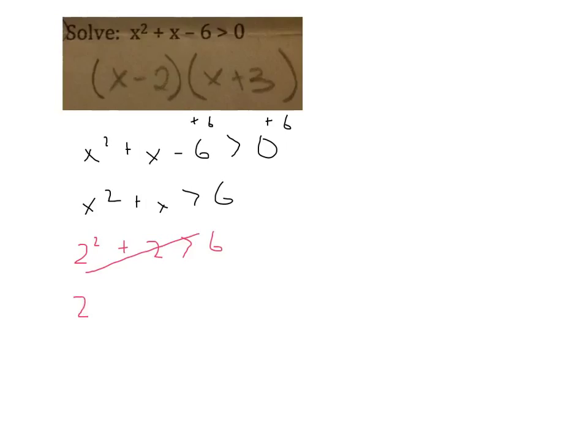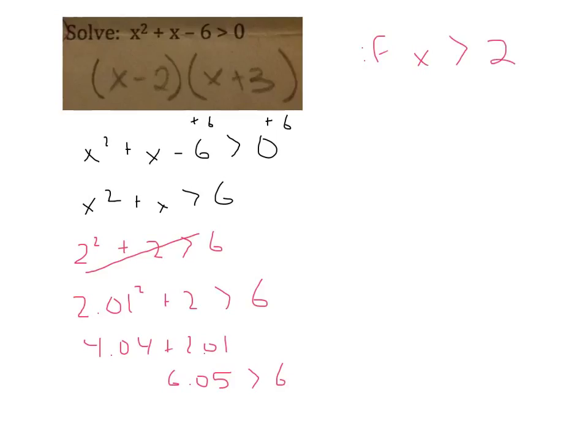So for example, if I took something just barely bigger than 2, 2.01 squared plus 2, will that satisfy the inequality? 2.01 squared is 4.04, plus another 2, and that's going to give us just barely 6.05. That is going to give us just barely over 6, and so that will satisfy the inequality. So if x is larger than 2, that satisfies the inequality.